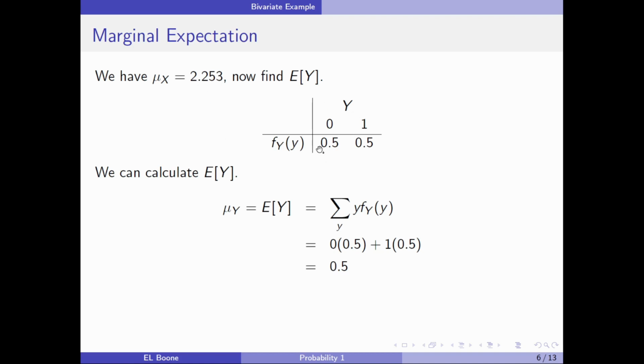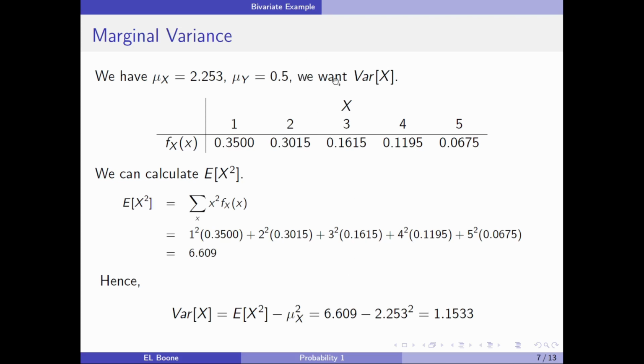So here is the marginal for Y, if you remember. And so this is really easy to calculate because we just have two numbers, 0 and 1, and they both have the same probability. So mu of Y is equal to the expected value of Y. Same formula. This time we're summing across the Y's. So it's 0 times the probability plus 1 times the probability. So 0 times a half plus 1 times a half is a half. So that's pretty straightforward.